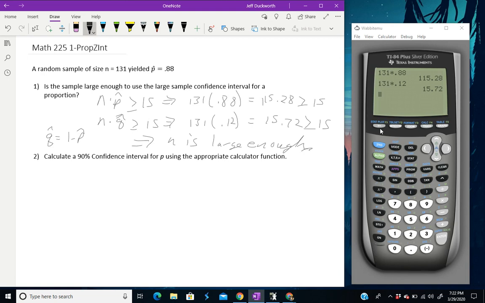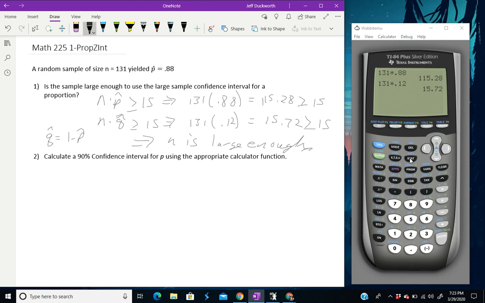Now we want to calculate a 90% confidence interval for p, our proportion for the population. And we're going to use the appropriate calculator function. I've got the appropriate calculator function written up top. 1-PropZInt means that it's a proportion. There is one proportion, we're using the Z distribution, and int is short for confidence interval.